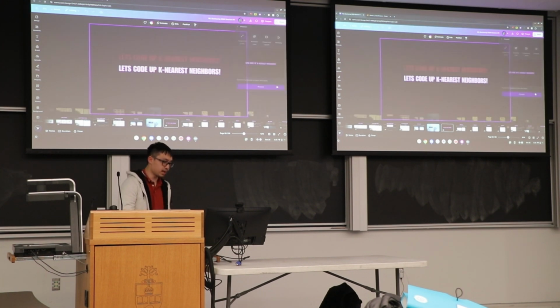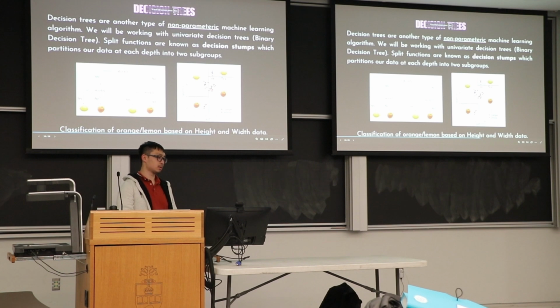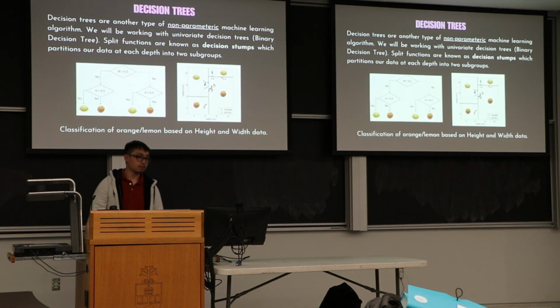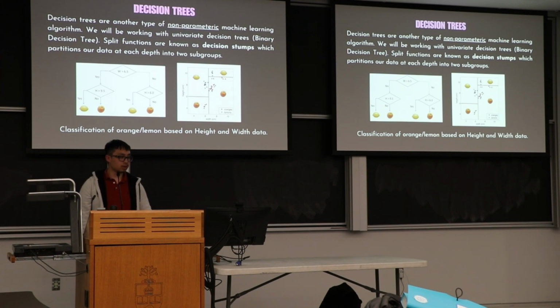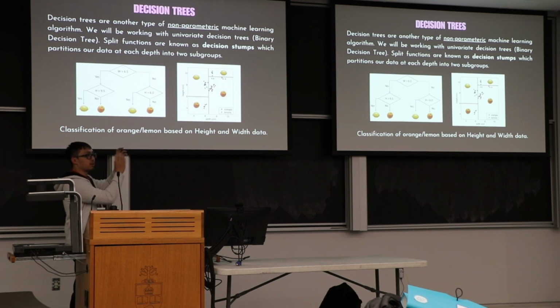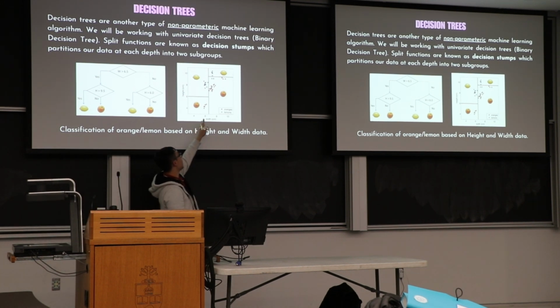Let's talk about the next topic of decision trees. A decision tree is another type of non-parametric machine learning algorithm. The type of splits we're going to be doing with decision trees is called a univariate split. A multivariate split would be a split based on multiple dimensions. In this case, we're splitting one dimension at a time. You see this right now? We start with this. We split it one dimension at a time.